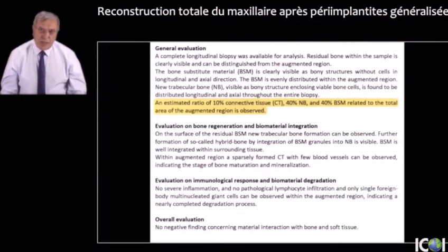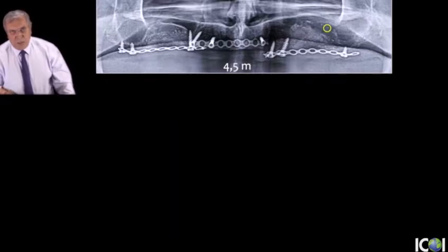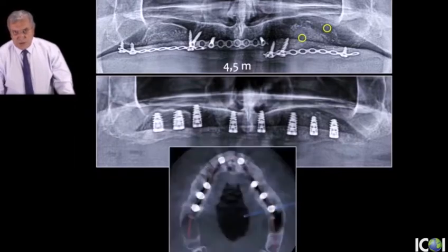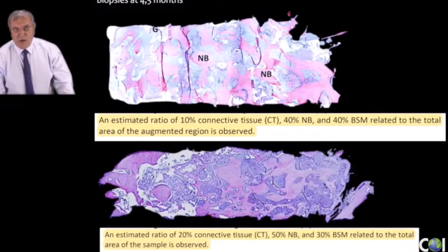The main interest is when we analyze the bone that we got from the biopsy, when we place the implants. This is the new ridge, but what do we see in the biopsies? We see that the connective tissue is very low, 10 to 20% of connective tissue.